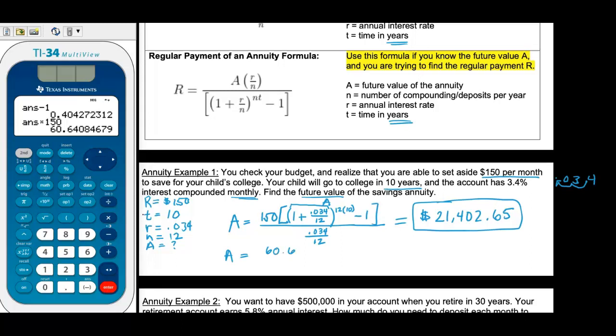So I've got 60.6408469. I write it all down, I don't round. And then I'm going to work on the denominator. So 0.034 divided by 12, and then I write that down.